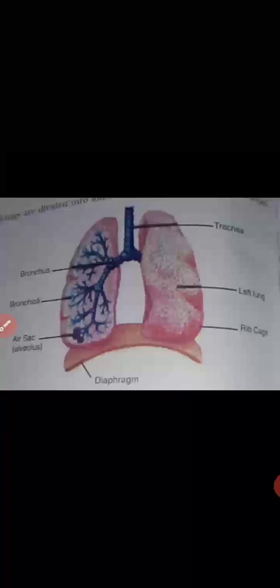Next one is exhaling. Exhaling: the upward movement of the diaphragm and the relaxation of intercostal muscles causes a decrease in the thoracic cavity, which creates increased pressure in the lungs and the air moves out. This is called exhaling. Next one is mechanism of respiration.